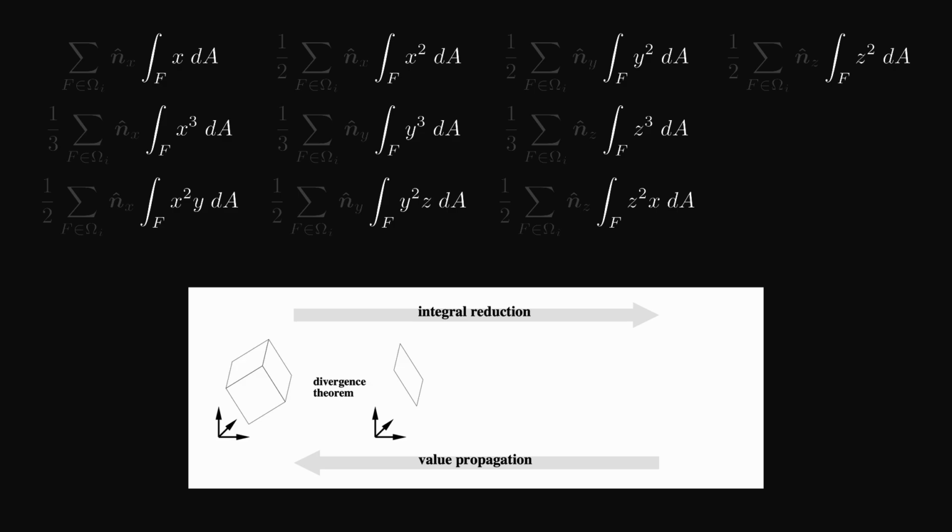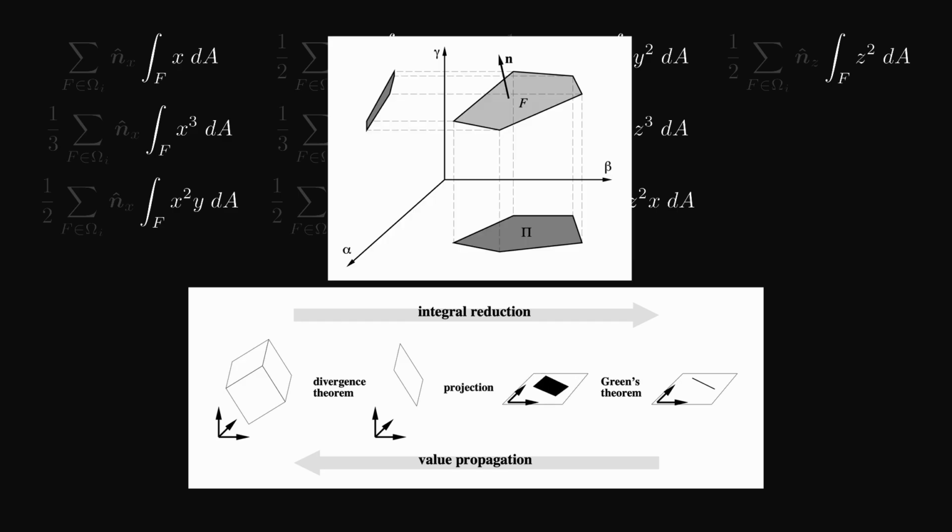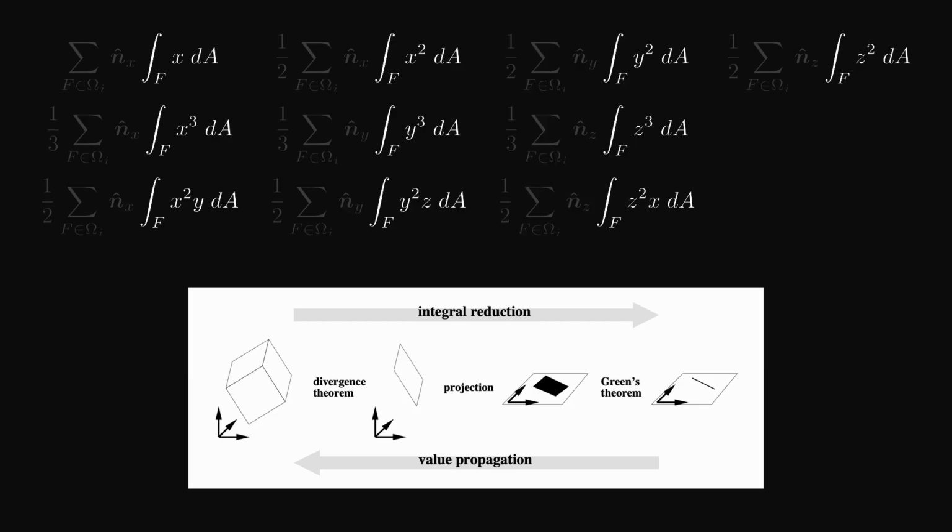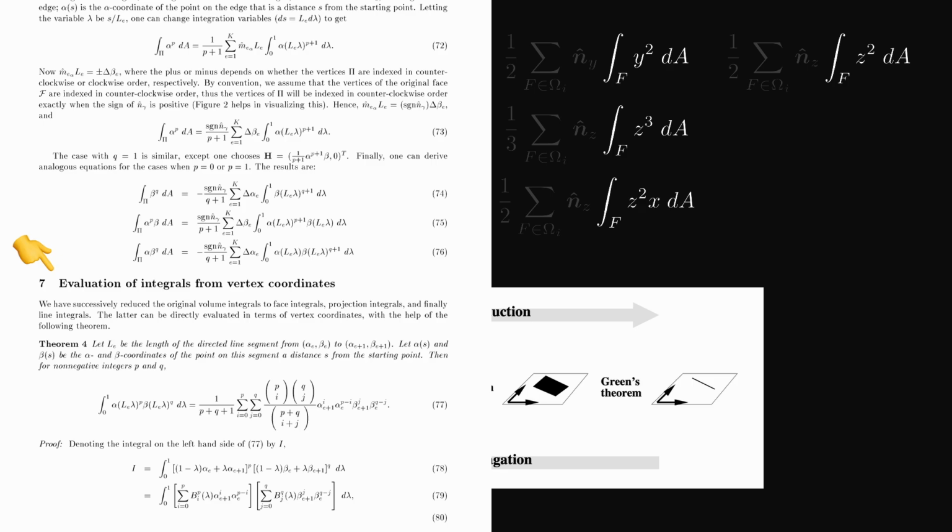To evaluate them, they are reduced even further to line integrals along the boundary of each polygonal surface. This is done using a theorem that is very similar to the divergence theorem. However, to apply that, the author first projects the 3D surfaces into a 2D plane such that the area of the projection is maximized. Then, after the reduction to line integrals, the equations are adjusted to express their values in terms of the vertex coordinates of the faces.